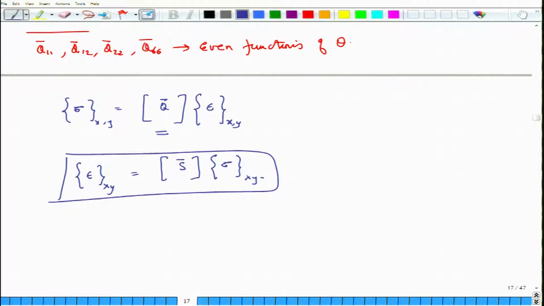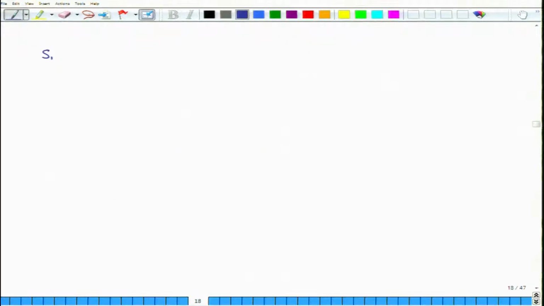What I will do is, I will now give you the relations of all the elements of S bar matrix in terms of S matrix. So, S11 bar, and I am just going to give this directly. Please go back and do this so that you are able to show for yourself that these relations are indeed correct and you are convinced of the results. So, this is equal to S11 times cosine 4 plus S22 times sine 4 plus 2 (S12 plus S66) times sine square theta cosine square theta.